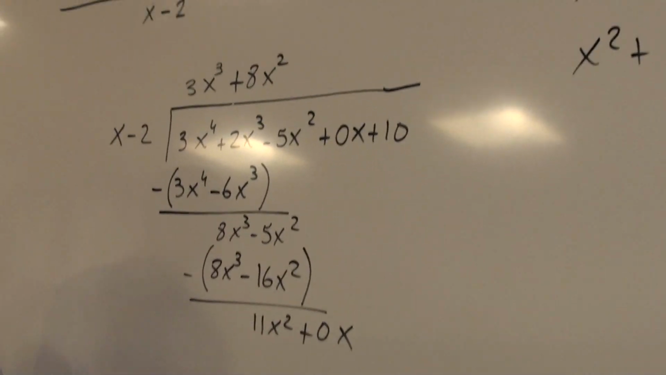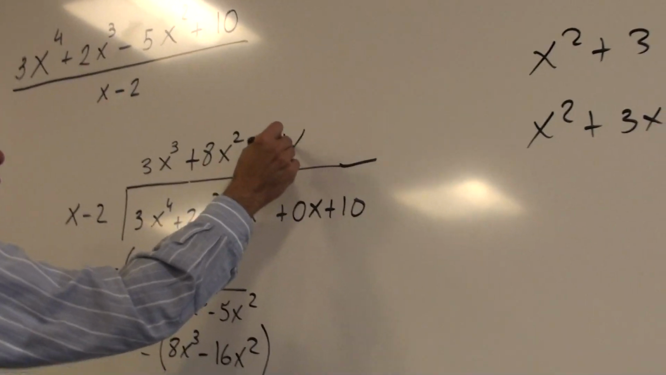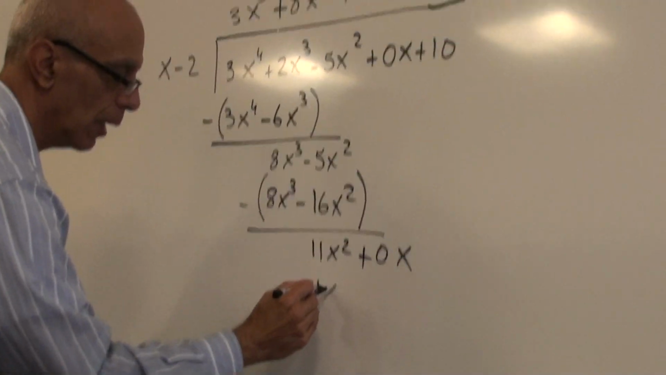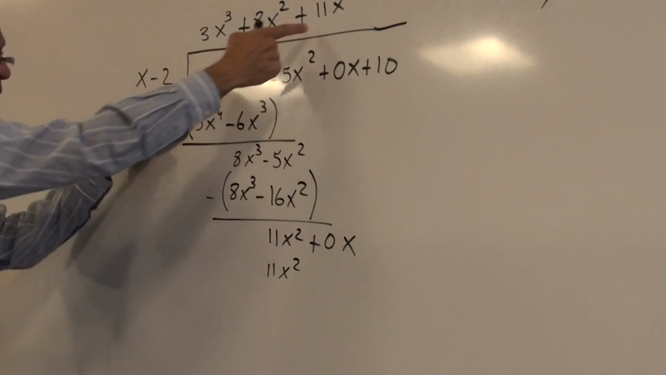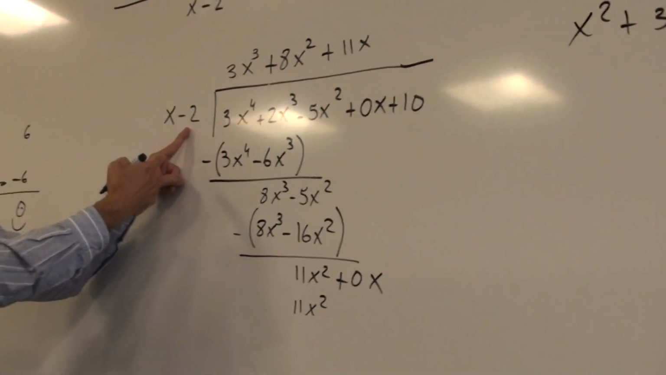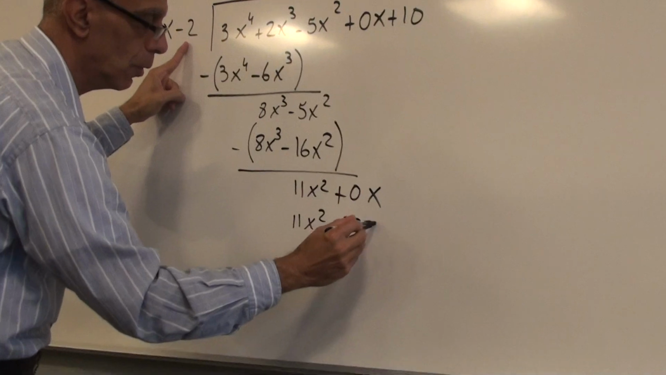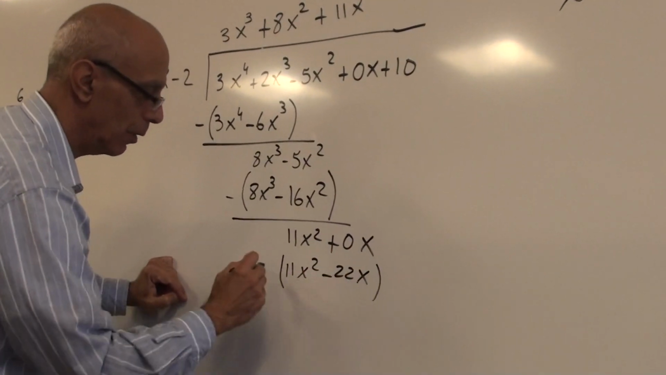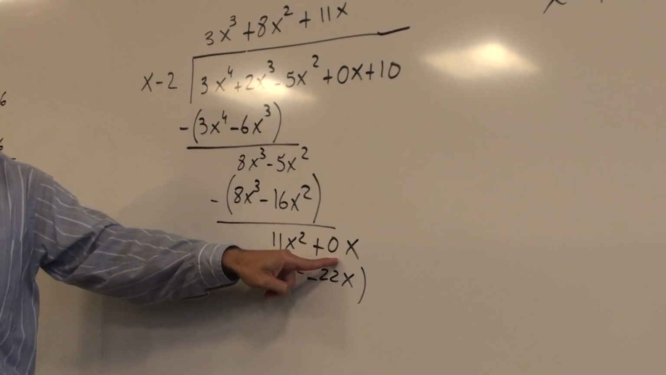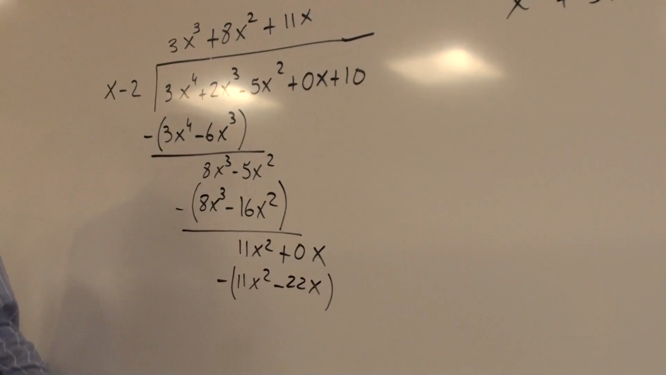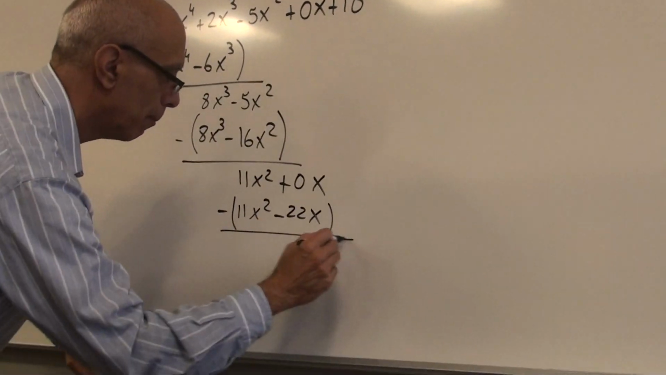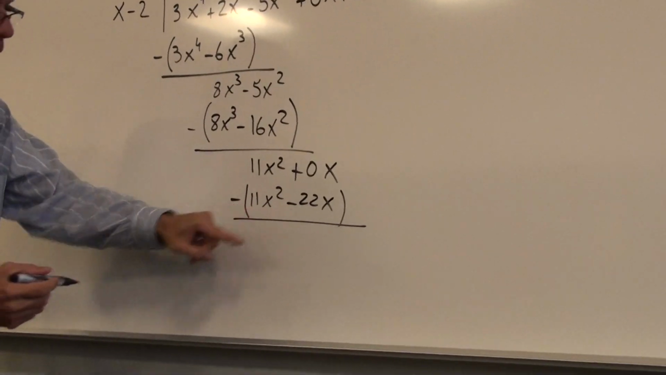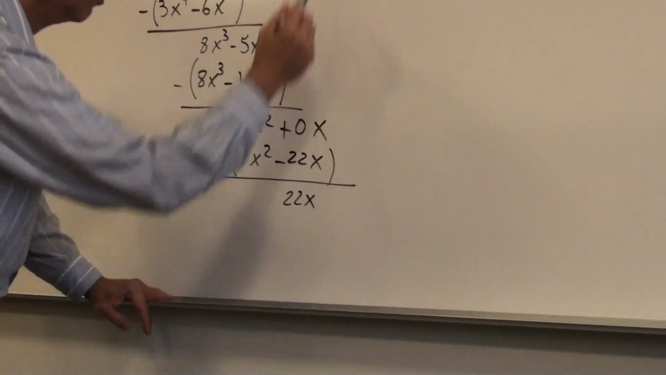Just 11x, because 11x times x is going to be 11x squared. Now, 11x times -2 is going to be -22x, right? And you can see if I didn't have that term here, it would be kind of confusing. So negative is going to cancel, this is going to become positive, so now I have 22x. And now I bring 10 down.